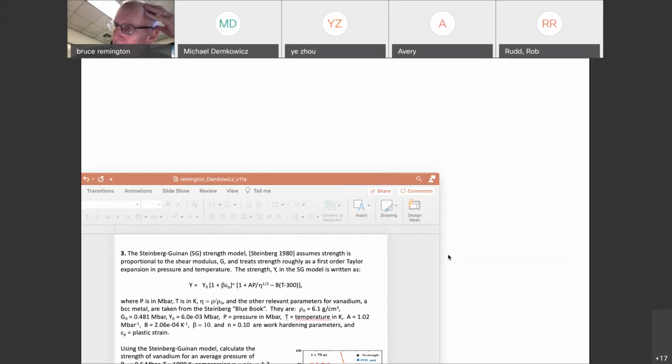Okay, just for fairness sake, I entered my question into the chat box as well. So my question is, can your in-situ diffraction setup detect twinning, for example, in initially single crystalline samples?